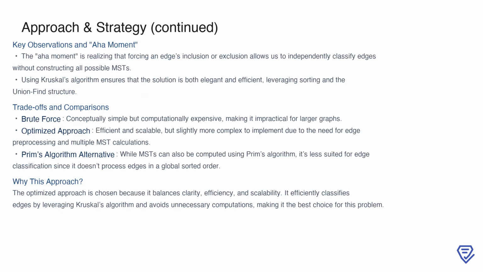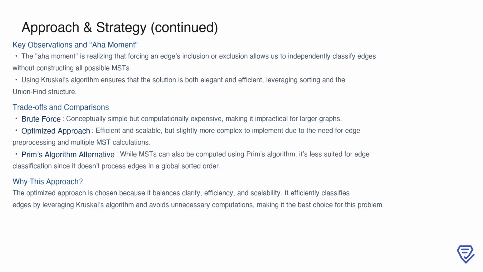One key observation that simplifies this problem is realizing that forcing an edge's inclusion or exclusion allows us to classify edges without needing to construct all possible MSTs. This insight leads to an elegant and efficient solution using Kruskal's algorithm, which takes advantage of sorting and the union-find structure to manage connected components efficiently.